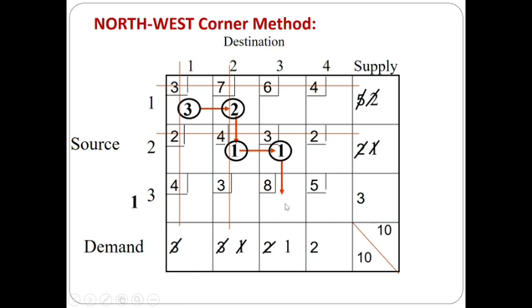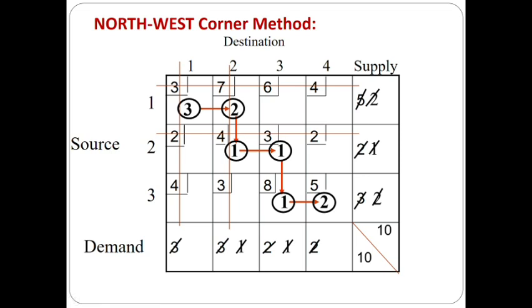So 1 unit, and the remaining unit here is 0, and here the remaining unit is 2, and here we have only 1 cell left, and we can allocate 2 units, and the remaining is 0 demand here, 0 supply here. So this ends the iteration process. And this is how we have to allocate and find out the initial basic feasible solution by using the northwest corner method.